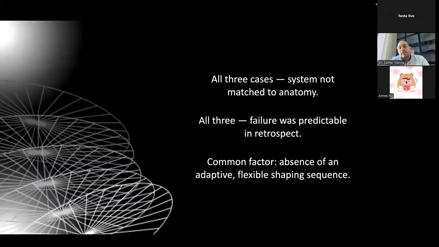In all three cases, the system didn't match the anatomy that it was supposed to match. All three failures were predictable in retrospect. We can predict that these teeth can be a little bit harder. We can adjust our anatomy and system choice in order to decrease the amount of failure. The common factor, the absence of an adaptive flexible shaping sequence, was definitely one of the reasons why those cases failed.